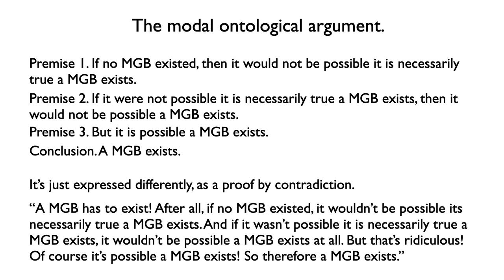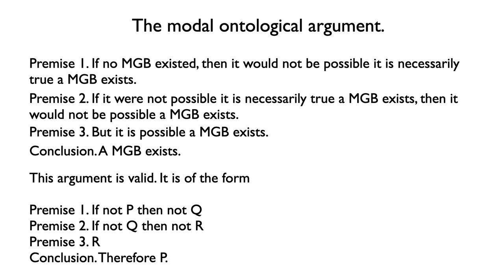What this argument is now saying is, well, a maximally great being has to exist. After all, if no maximally great being existed, it wouldn't be possible it's necessarily true a maximally great being exists. And if it wasn't possible it is necessarily true a maximally great being exists, it wouldn't be possible a maximally great being exists at all. But that's ridiculous. Of course it's possible a maximally great being exists. So therefore, a maximally great being exists.